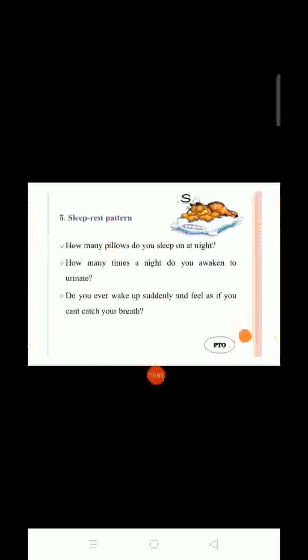Do you experience any discomfort during the exercise? Okay. Next, what is the sleep rest pattern? How many pillows do you sleep on at night? How many times a night do you awaken to urinate? Do you ever wake up suddenly and feel as if you can't catch your breath? Sometimes the person will suddenly feel shortness of breath while sleeping. This kind of question we have to ask the patient.